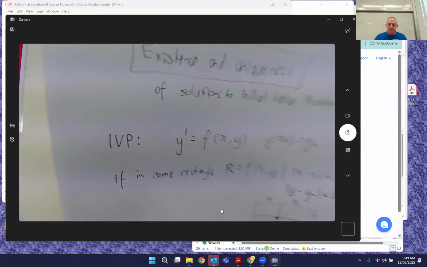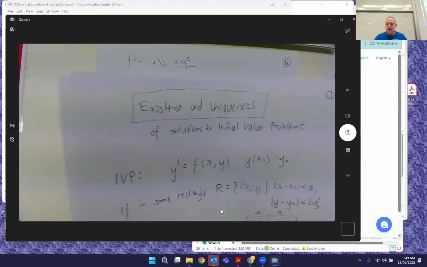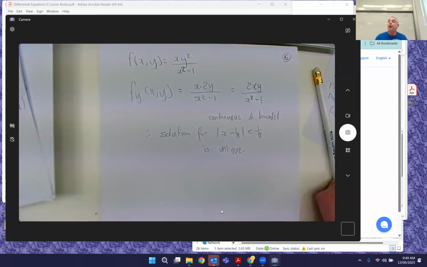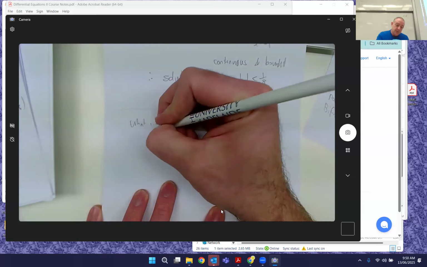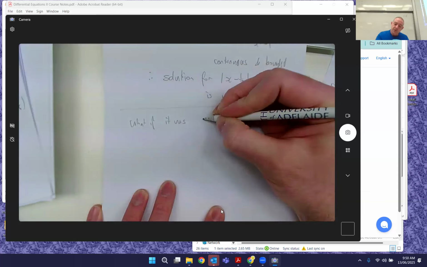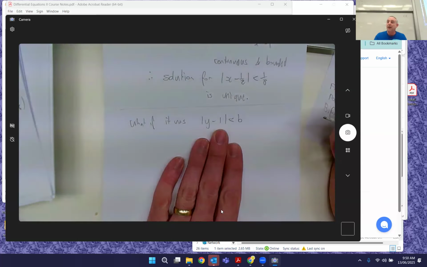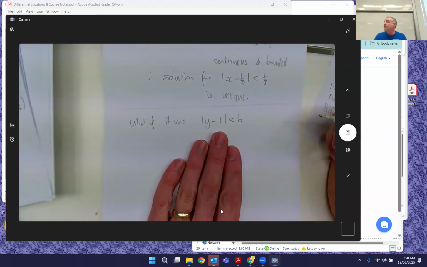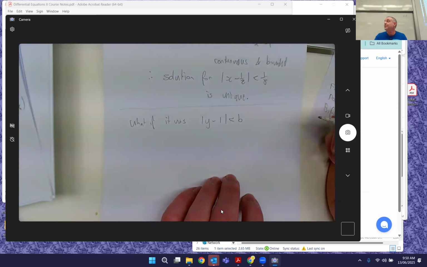I'm wondering what would have happened if I had changed... I don't know, but I wonder this. What if it was y minus 1 is less than b? That one there. You can close it if you want. I don't know. Close it, see what happens.